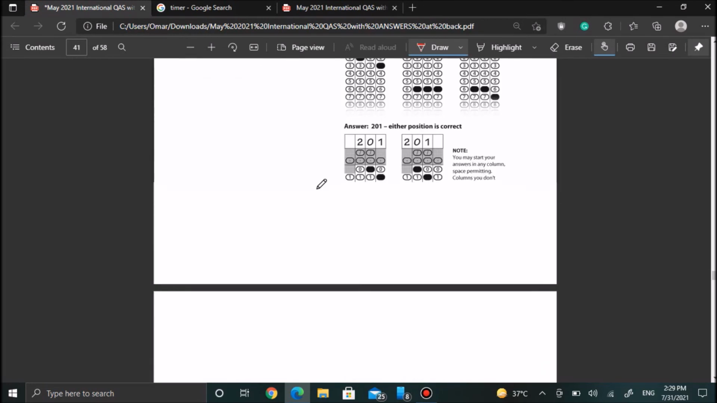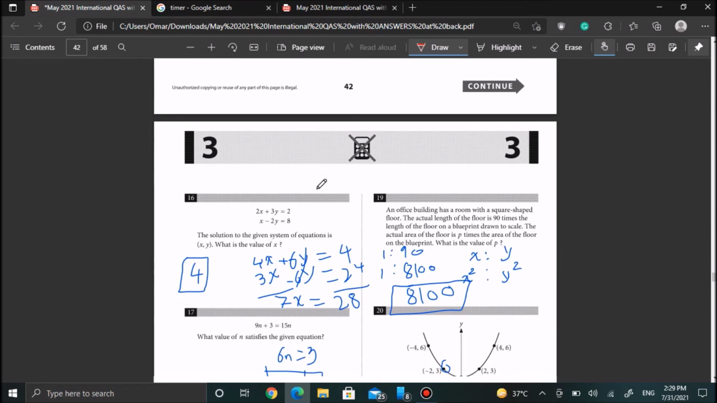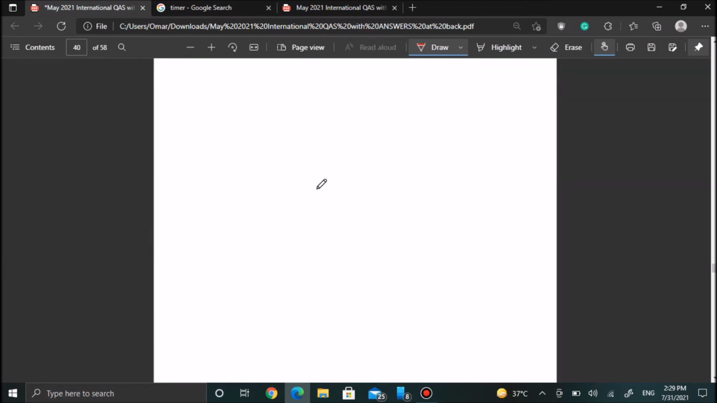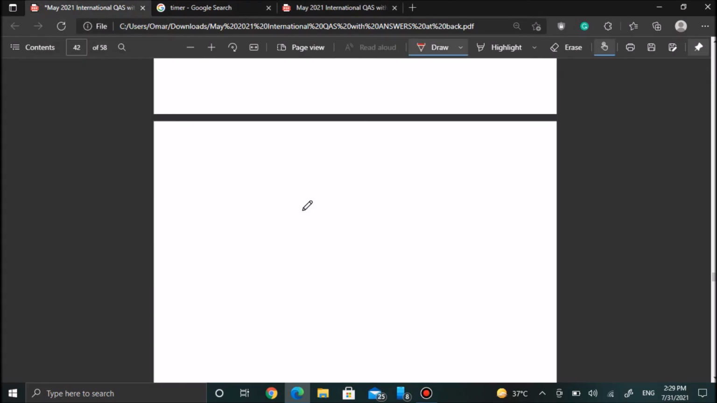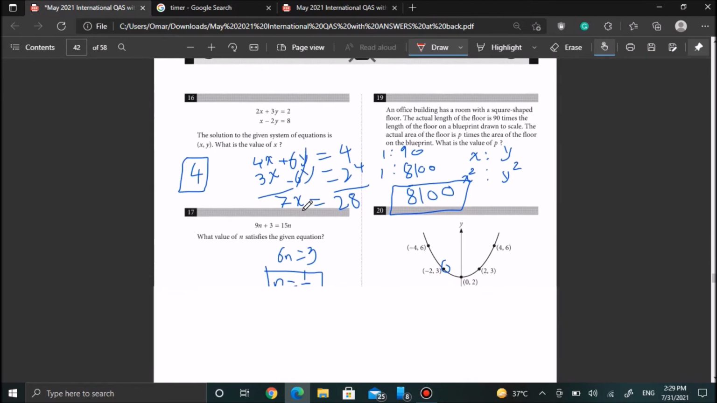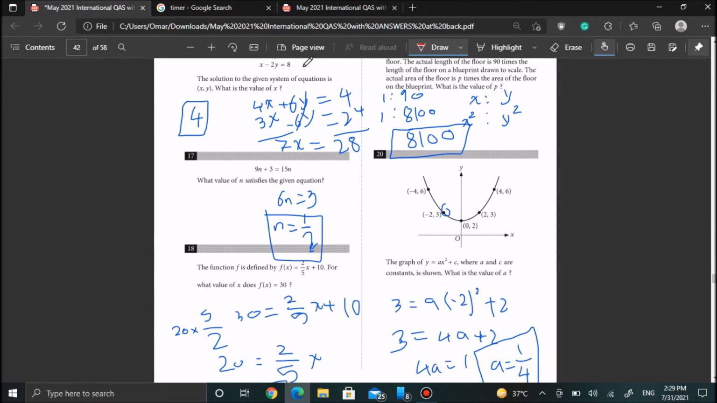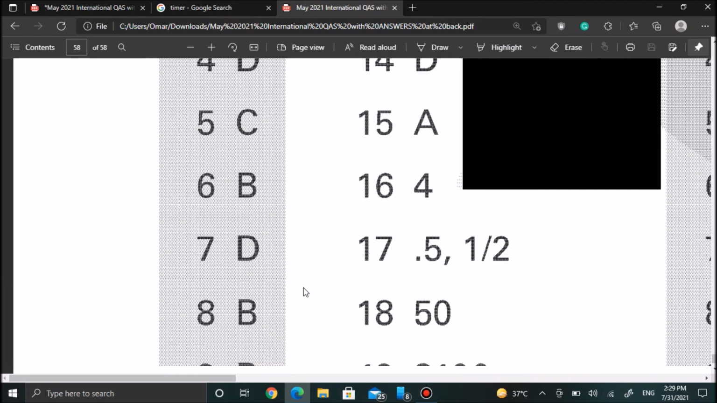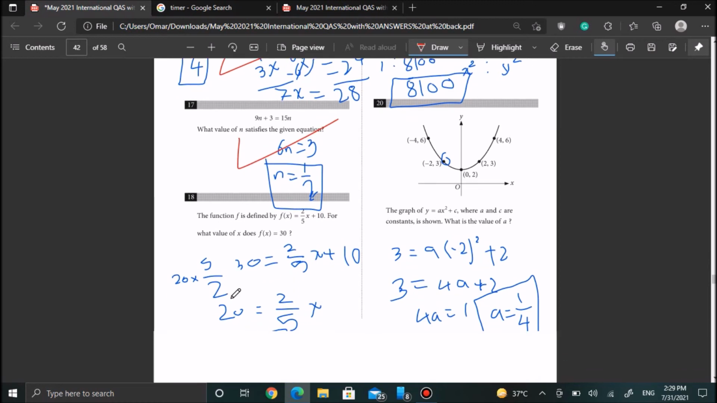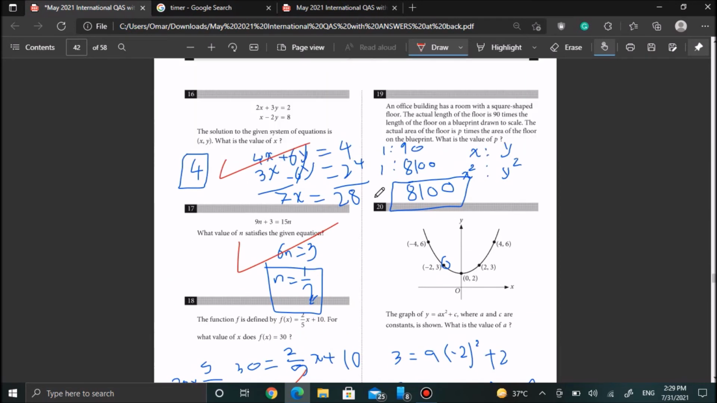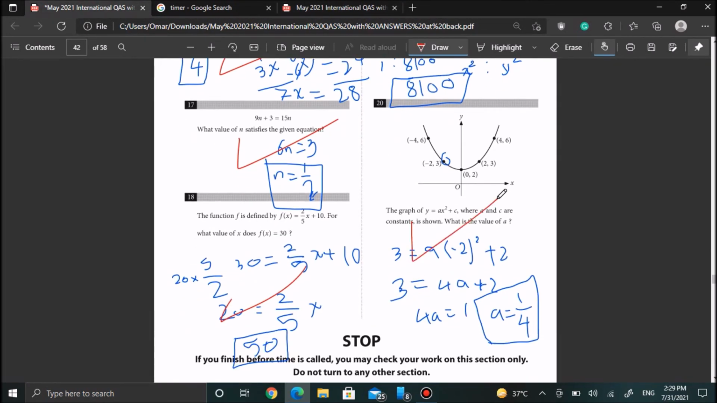Okay. And then, okay, let's go. Did I check number 15? Yeah, I did. 15 was A. Right, let's go to question number 16. Okay, so we have 4, half, 50, 80, 100. And then 1 over 4. Congratulations. I got 20 out of 20.